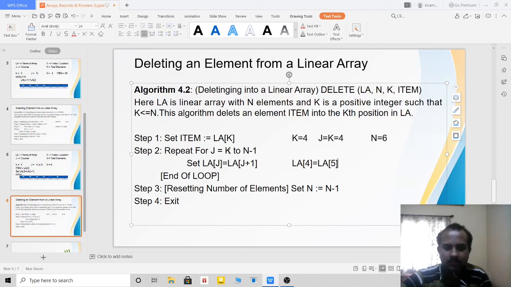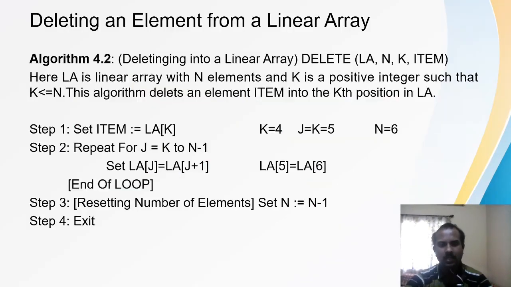After that what do I have to do? After that I will come here and again I will increment. Now j value will be 5. Whether j is lesser than or equal to 5? Yes, condition is true. It is not lesser but it is equal to 5. Correct? So I will again go inside. Now LA of 5 is equal to LA of 6. So 60 is moved to the fifth position. Again I will increment. Now the condition will become false. Then I am coming out and n is equal to n minus 1. That is 6 will become 5 and I will exit the algorithm.